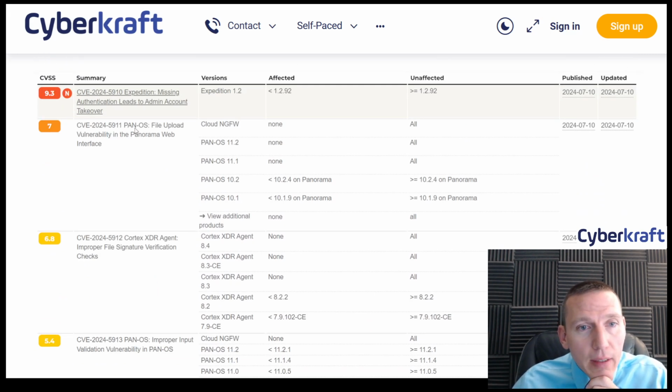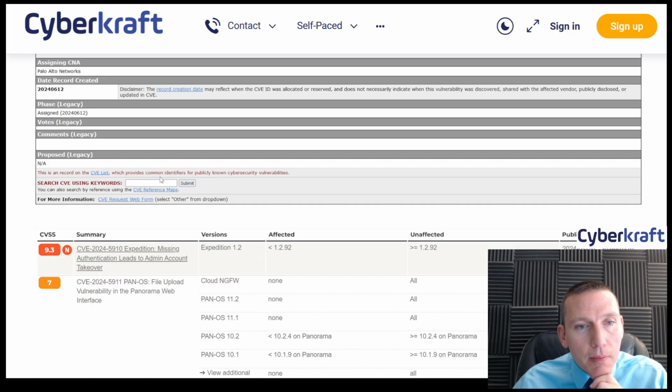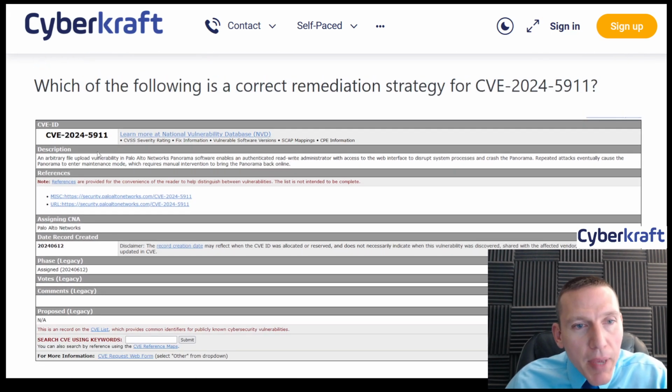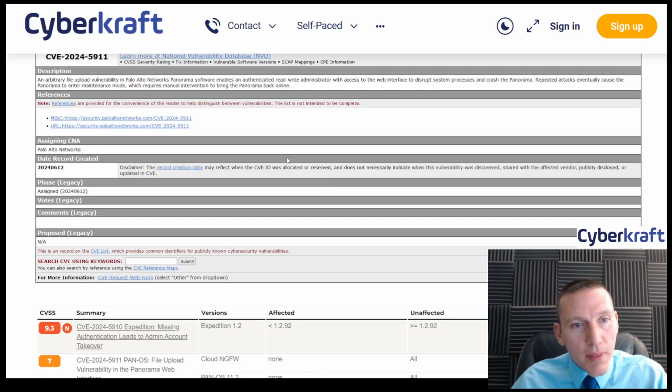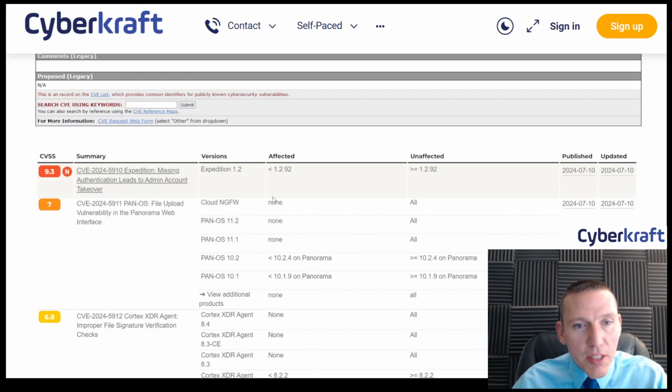That's this one. PAN-OS file upload vulnerability in the Panorama web interface. Okay, that's Palo Alto Networks. PAN-OS arbitrary file upload vulnerability in Palo Alto Networks' Panorama software enables an authenticated read-write administrator with access to the web interface to disrupt system processes and crash the Panorama. Repeated attacks eventually cause Panorama to enter maintenance mode. Okay, that's not too good. Does it give us any remediation clues here?